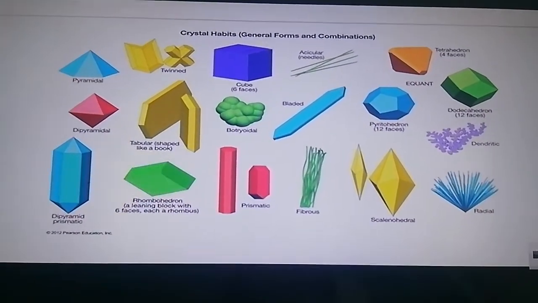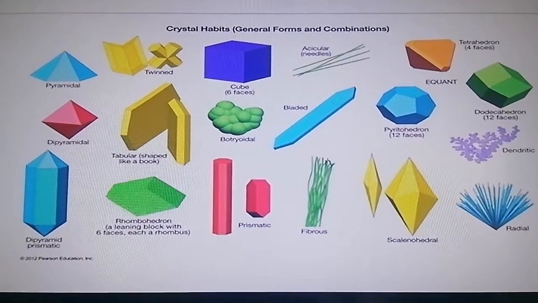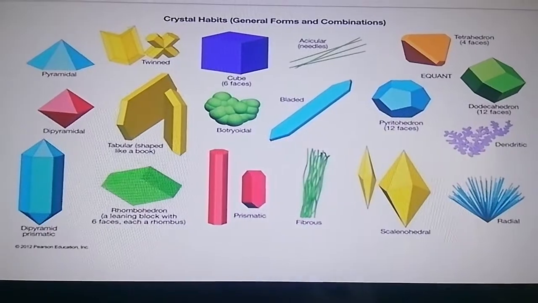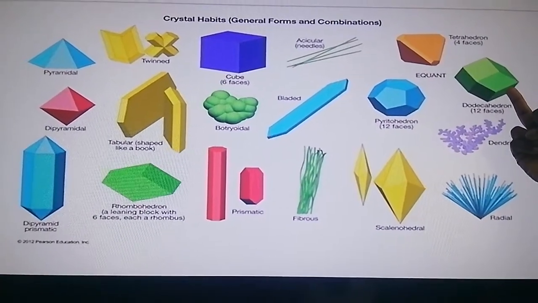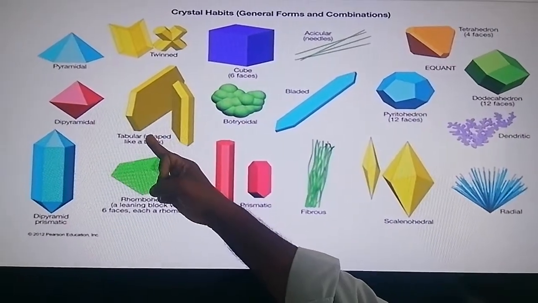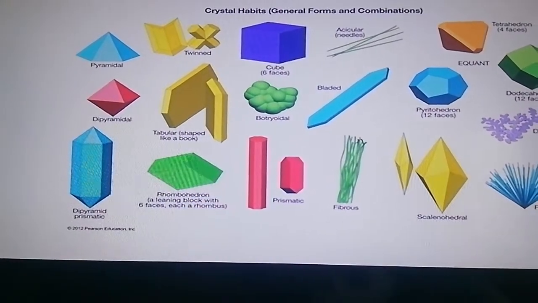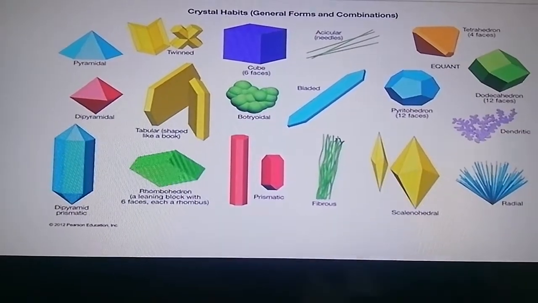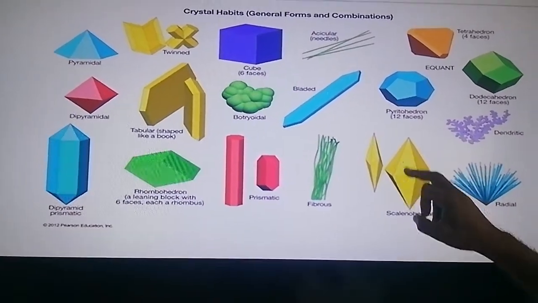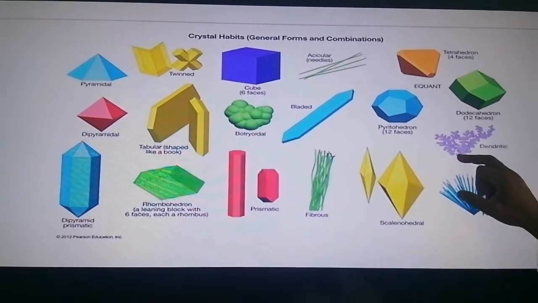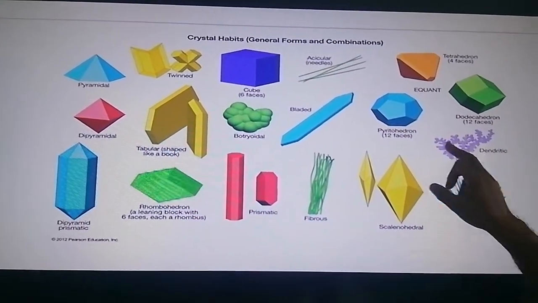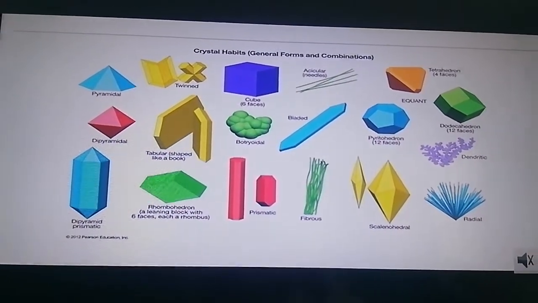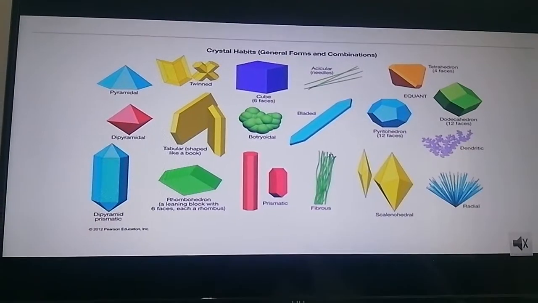This picture shows the forms of the minerals. For example, cube, it has 6 faces. Dodecahedron, it has 12 faces. This is a tabular form. This is a dipyramid form. This is the prismatic form. This is a fibrous form. This is scalenohedral form. This is a radial form. This is the dendritic form. Acicular form. So the mineral shapes sometimes look in such a way.